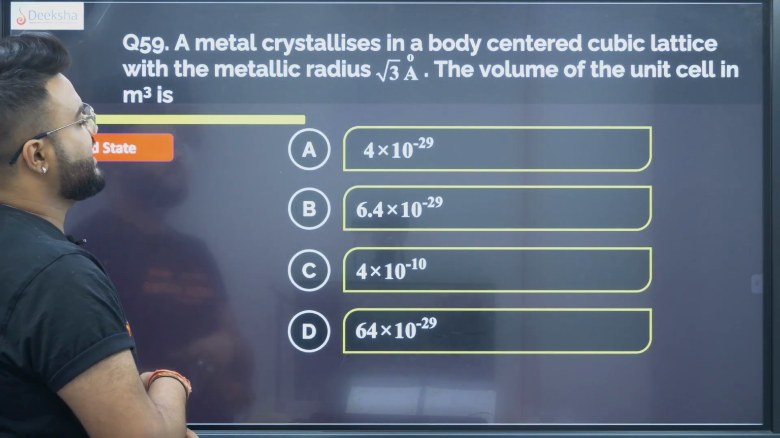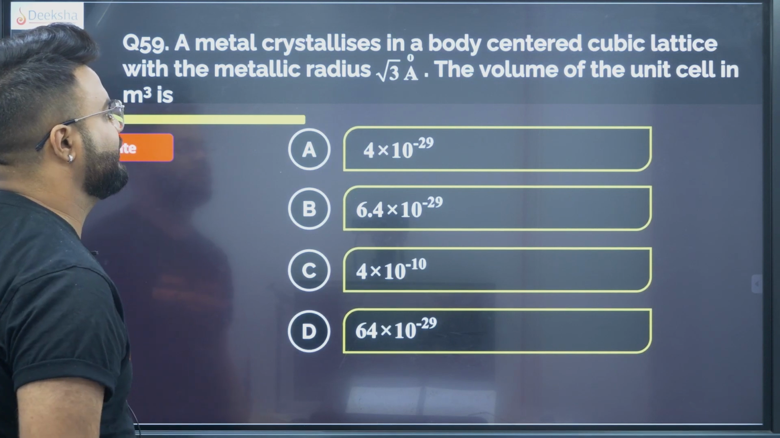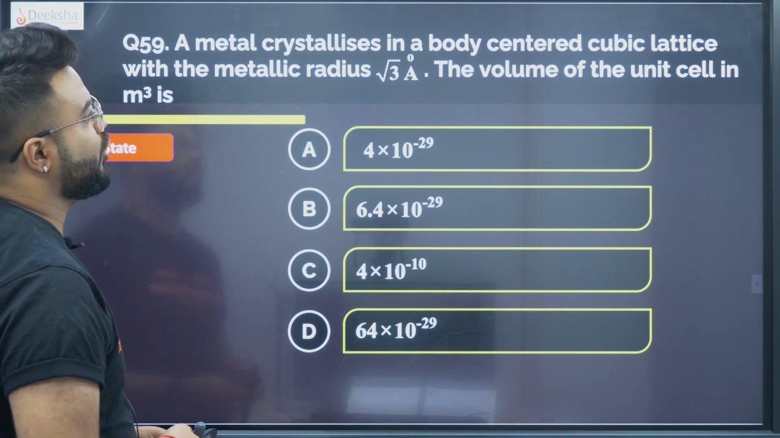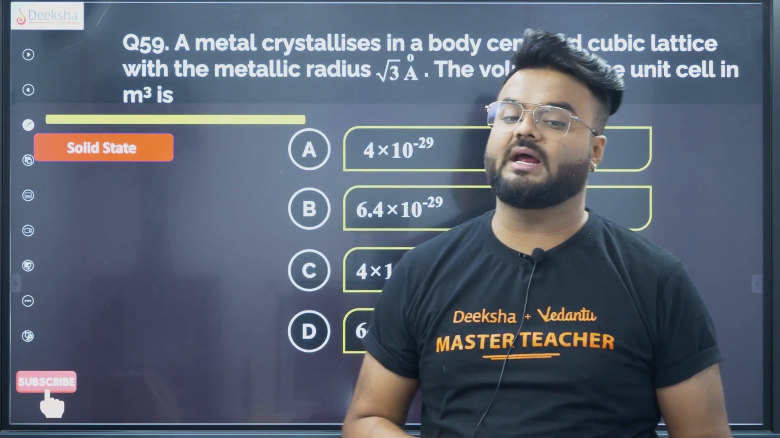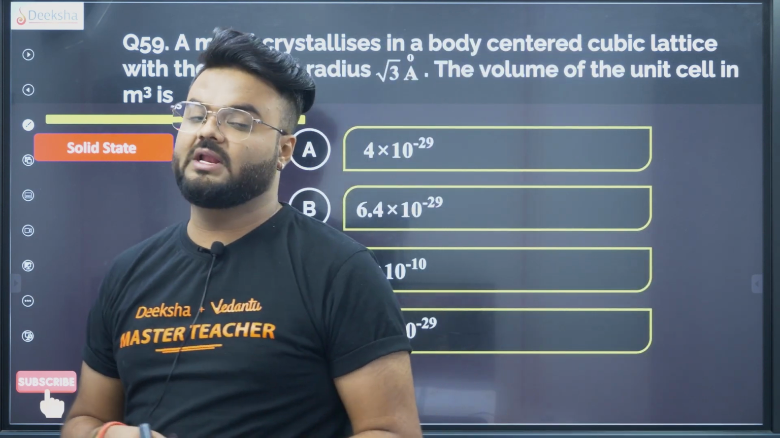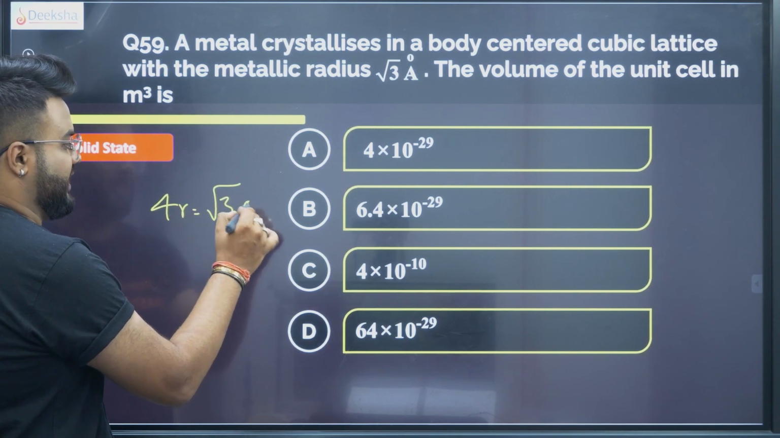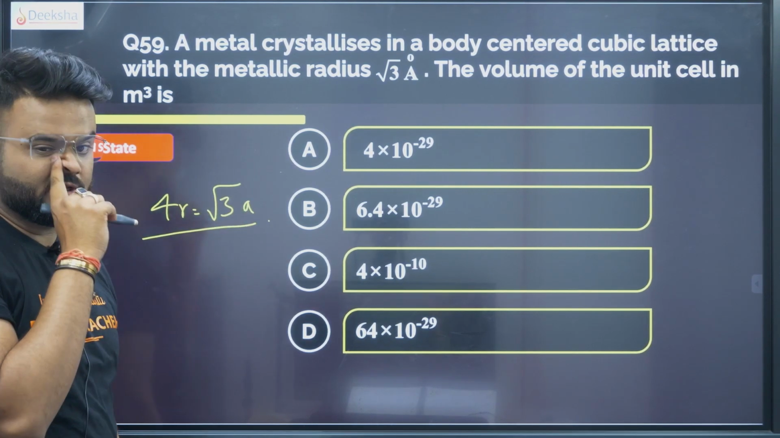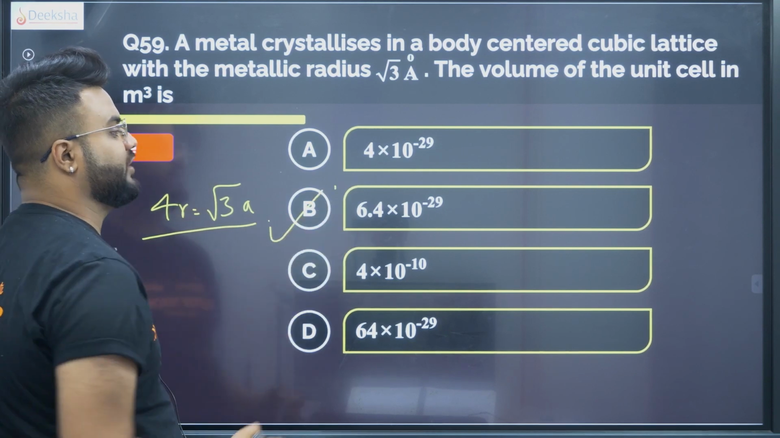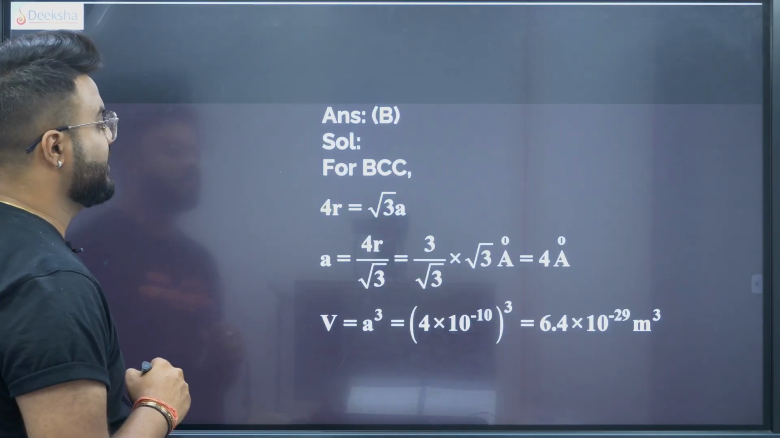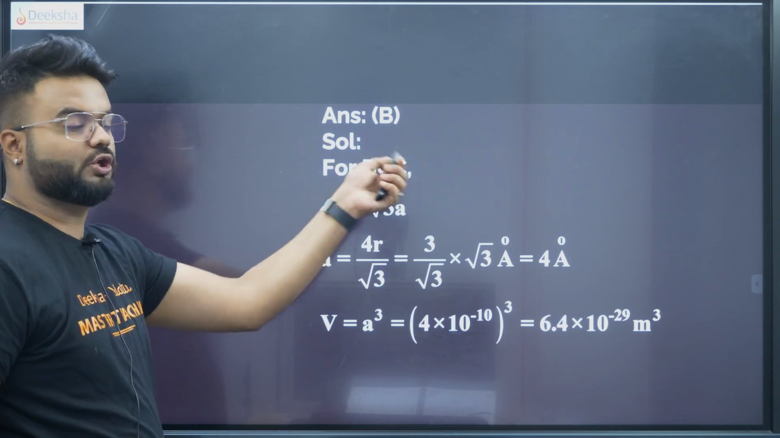A metal crystallizes in a body-centric cubic lattice with the metallic radius of √3 angstrom. The volume of the unit cell in meter cube is, again it's a solid state question, and you will be using the formula 4R equals √3a. This is not there in the current syllabus, and your correct answer will be 6.4 into 10 to the power of minus 29. You can use this formula for the body-centric cubic lattice.